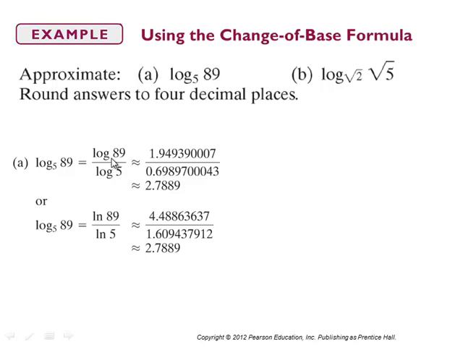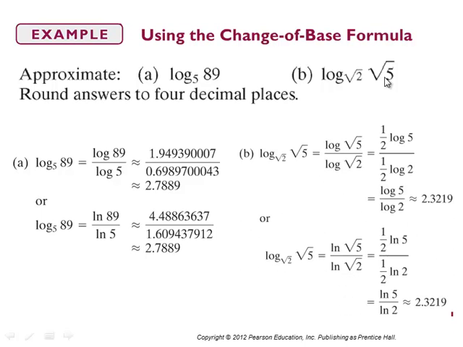Now, just as a reminder, when you just see the logarithm without the base, the implication is that it's base 10. So this is log base 10 of 89 over log base 10 of 5, which is exactly the same thing as natural log of 89 divided by natural log of 5. You get the same answer, 2.7889.